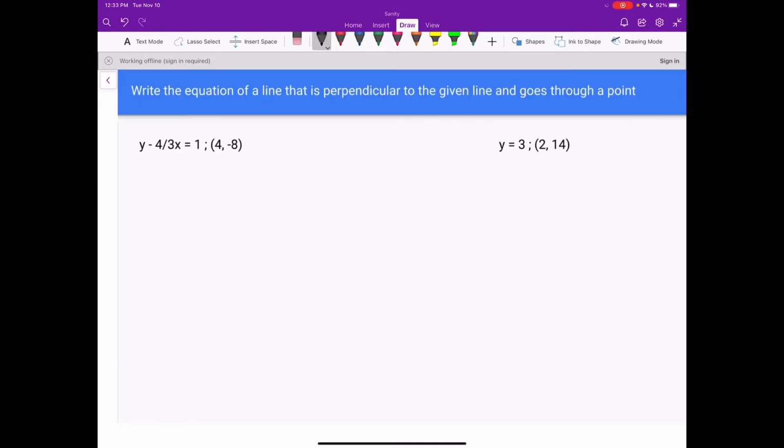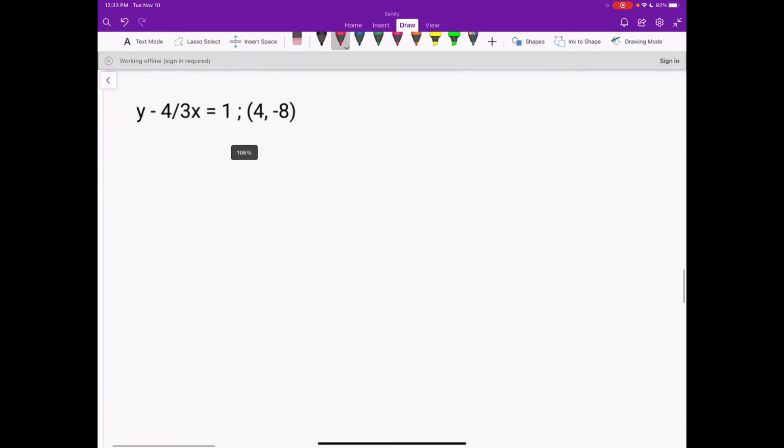So we had a couple examples where we were looking for lines that are parallel that go through a given point. Now let's go through some examples with those steps that you just wrote down for lines that are perpendicular to a given line that go through a point. So for this first one, I'm going to zoom it up a little bit more. We have a given line of y minus 4/3 x.